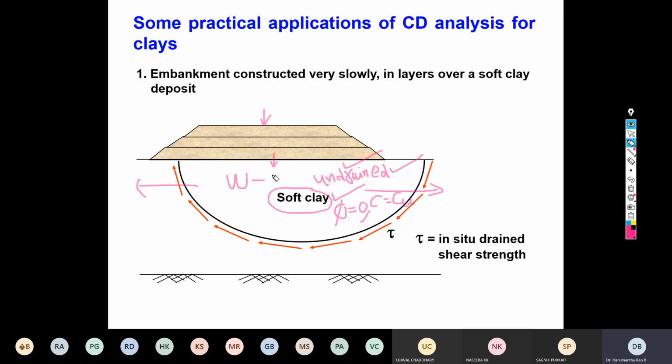From UU, it will move to CU condition, then you move to CD. This is what exactly happens. Among these, UU is the worst condition and CD is the safest condition. So if you take care of the UU condition, you can verify whether your structure is safe or not.